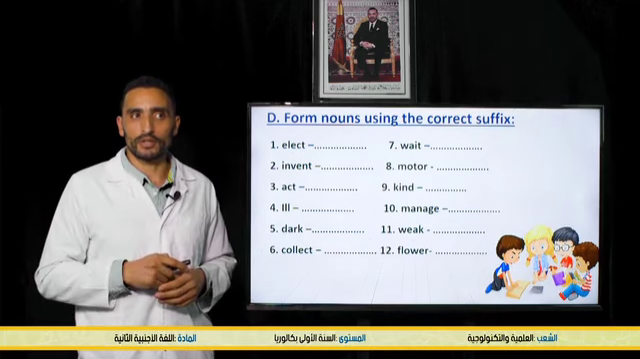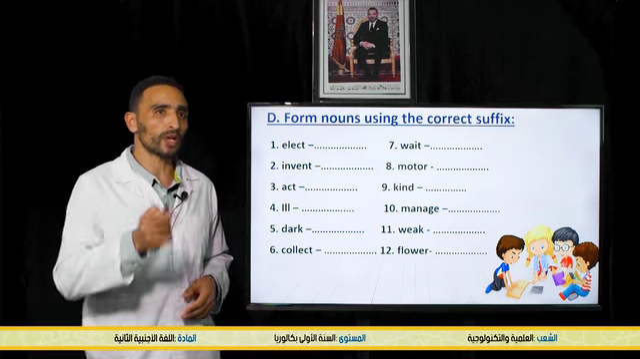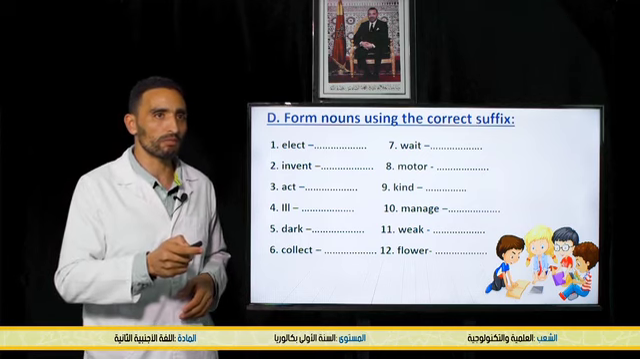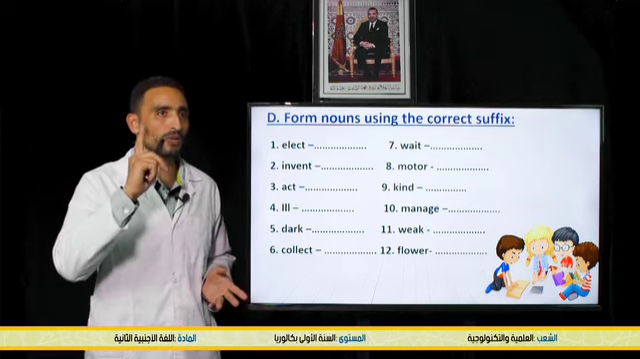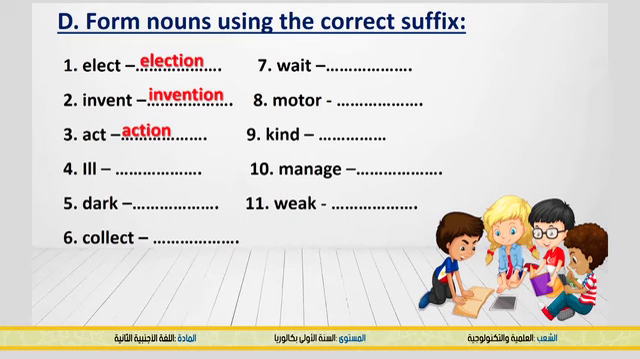Let's call it the last exercise. Form nouns using the correct suffix. Elect, nouns, okay? Elect, we say election. Invent, invention. Act, actor or action. The two are correct. Act, action. Ill or sick, we say illness or sickness. Dark, darkness. Collect, collection. Wait, waiter.